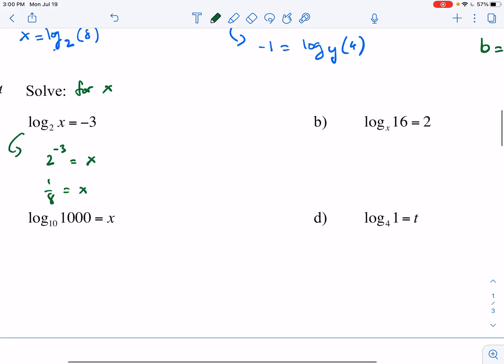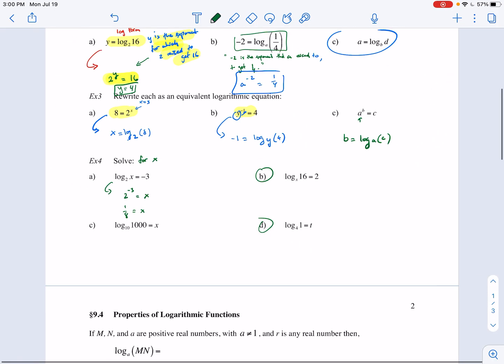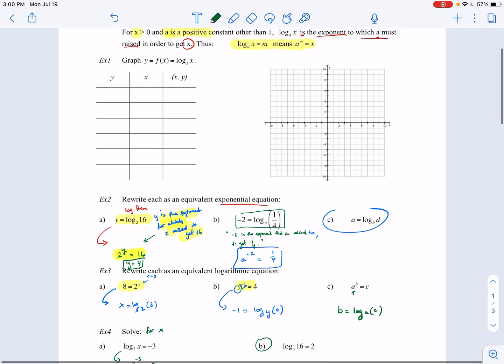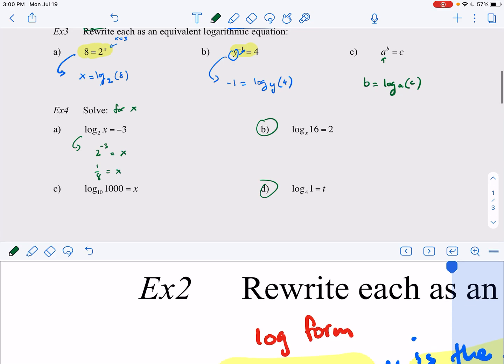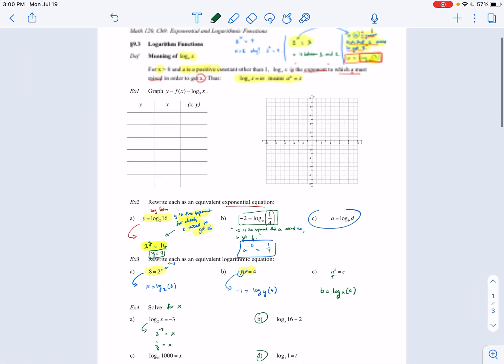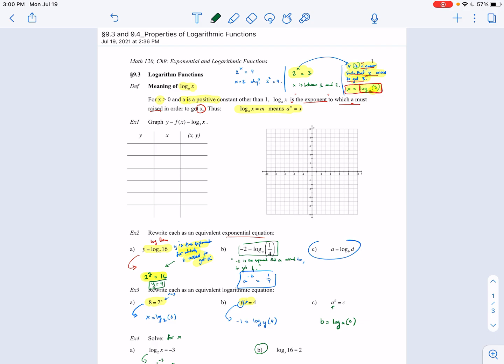So go ahead and practice that on B, C and D there. And we'll go back to the graph of log perhaps in the next video. But I'm going to pause on this video here and we'll go over the graph in the next video.